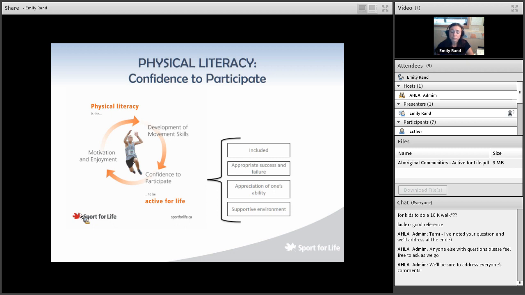We can also help build our participants' confidence by appreciating their abilities. So again, that encouragement, that support, that positive feedback to help build their confidence, and really just overall creating a supportive environment.